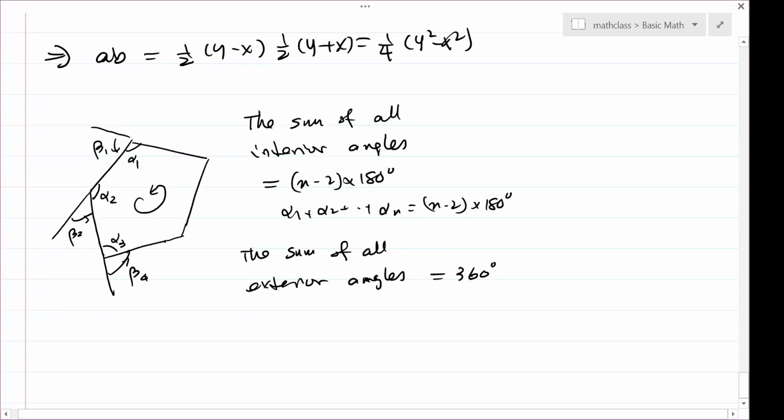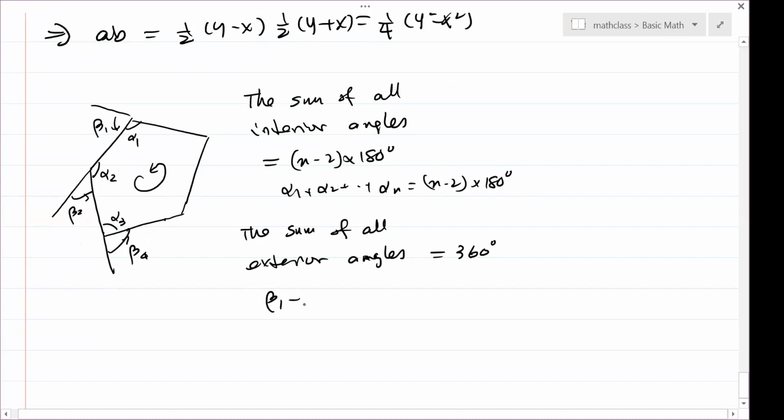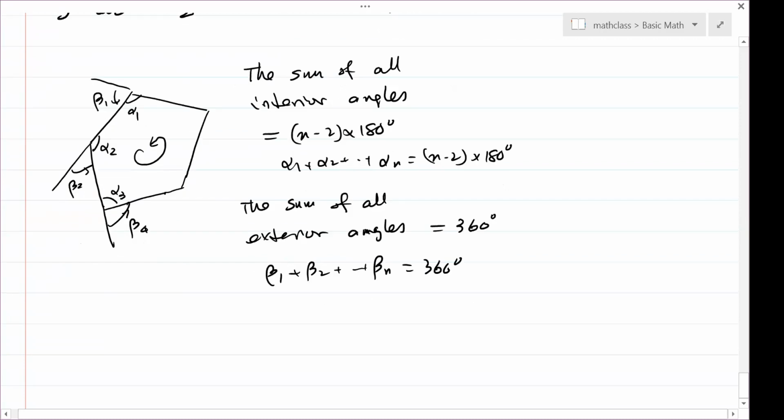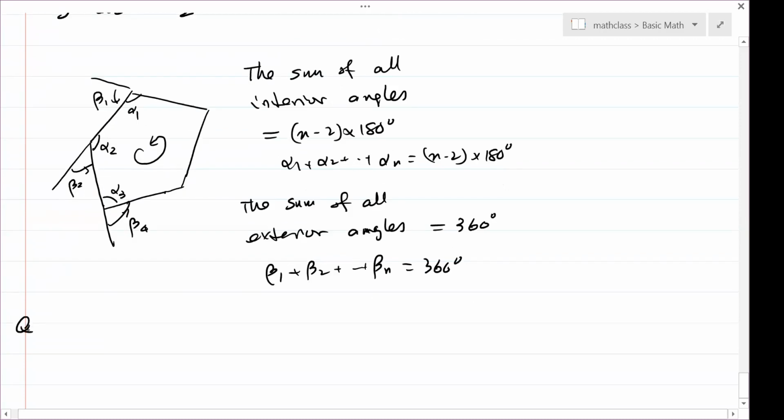Okay. It never changes. It's independent of how many edges you have. Okay. So that means beta 1 plus beta 2 all the way to beta n is going to be 360 degrees. It's interesting, right? So what happens if we increase the edges, increase the size of the polygon, you decrease the exterior angles because they get more and more narrow, right? Right.